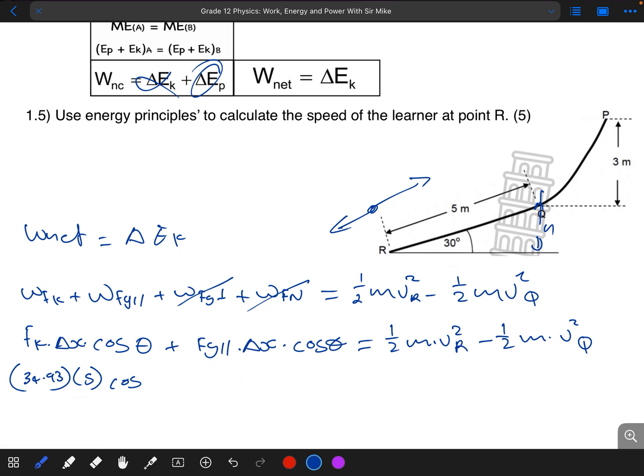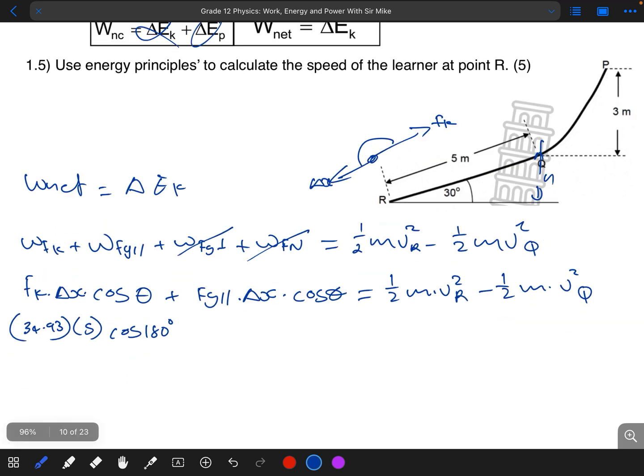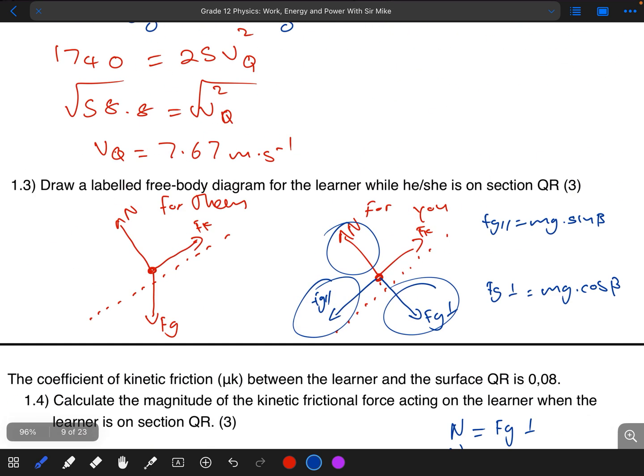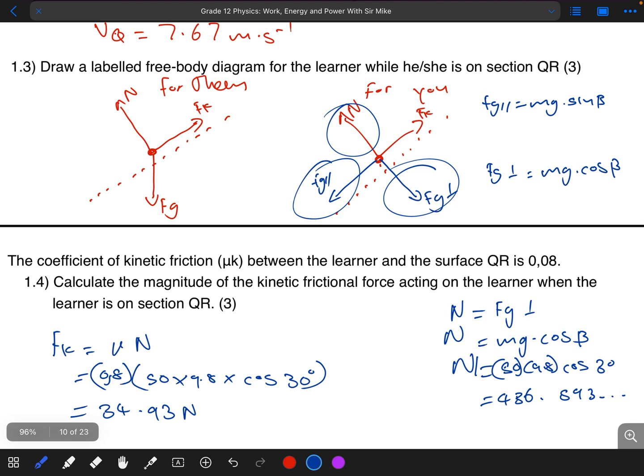So in this case, that theta is simply the angle between our Fk and our displacement, which would be 180. So it's simply cos of 180, plus our Fg. Also remember that our Fg parallel, we calculated by saying Fg parallel is equal to mg multiplied by sine of beta.